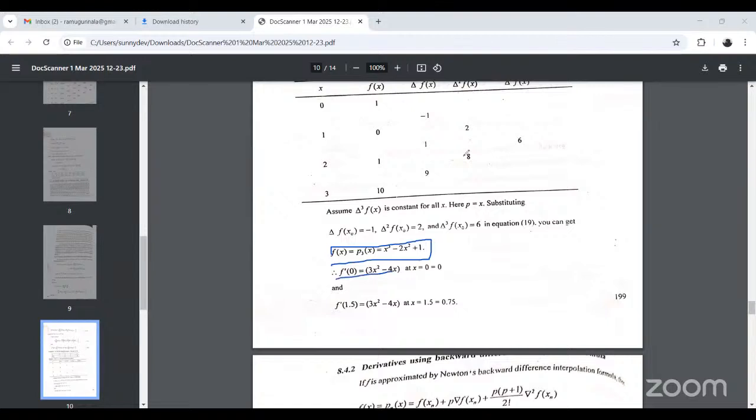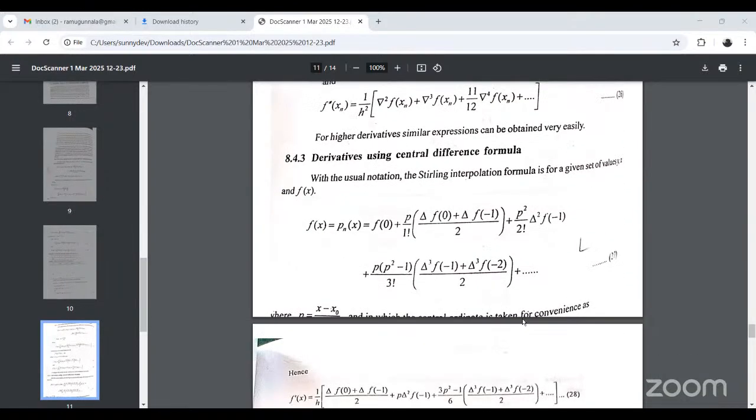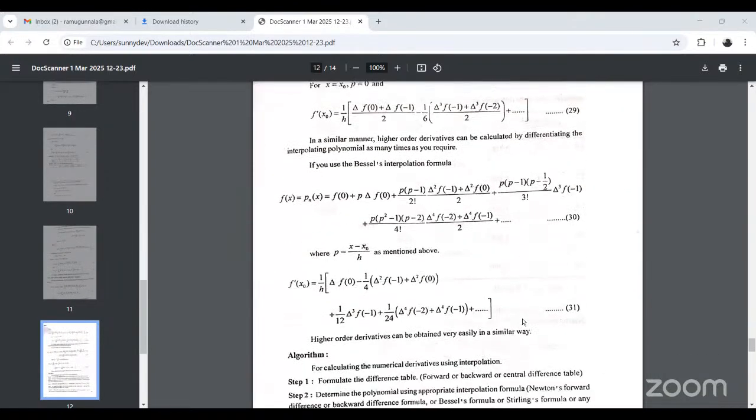They are asking only for f dash of 0 and f dash of 1.5. They are asking for f dash of 2.2 also. So we just substitute 2.2 in place of x, so that gives f dash of 2.2. Okay, this is the f dash of 1.5 value. So this is the same thing, backward. These are the central differentiation formulas.